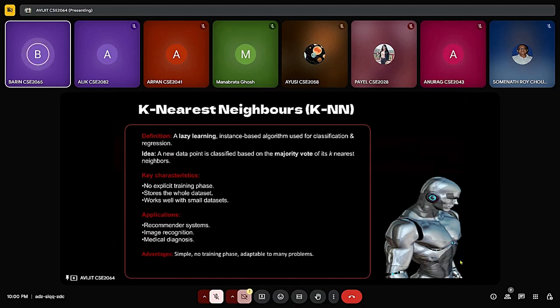What makes KNN appealing is its simplicity and versatility. It's non-parametric, meaning it doesn't assume any prior data distribution, making it suitable for a wide range of real-world applications, from pattern recognition and recommendation systems to anomaly detection.